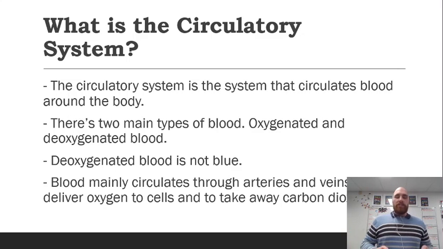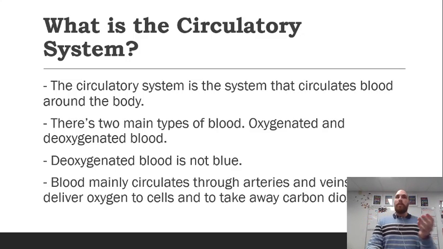What is the circulatory system? So, to start off with, the circulatory system is the system that circulates blood around the body. So, that's the first thing we need to know. It's the thing that circulates the blood, goes in a circle. There's two main types, there's oxygenated and deoxygenated blood. Now, one of the things that we'll see throughout this presentation, and you'll see in diagrams, is deoxygenated blood being blue. Deoxygenated blood is not blue, it's just how it's represented.